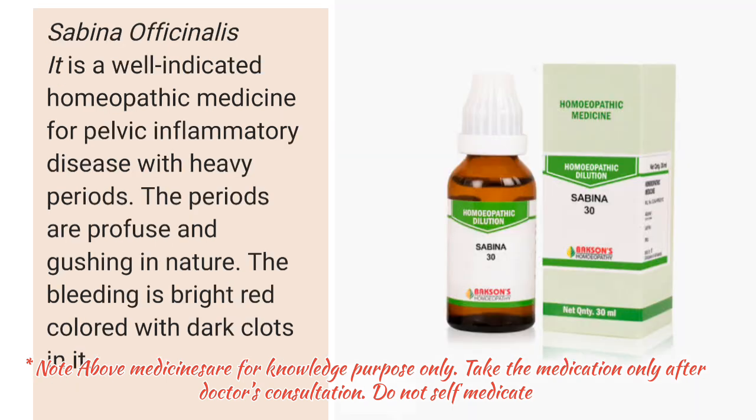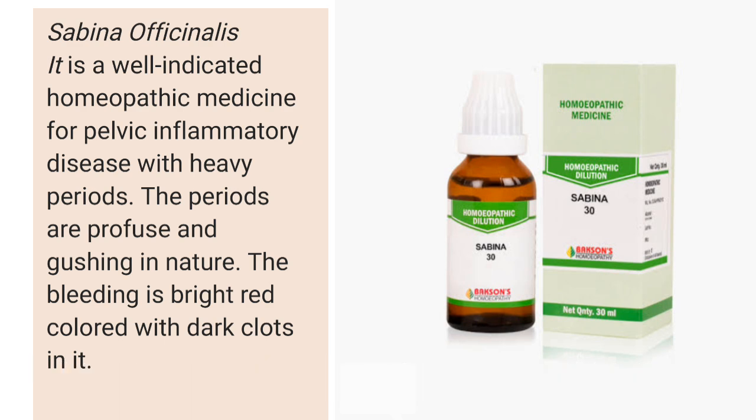Sabina is a well indicated homeopathic medicine for pelvic inflammatory disease with heavy periods. The periods are profuse and gushing in nature. Motion tends to worsen the blood flow. This remedy is also recommended for inflammation of the uterus and ovaries that may occur following childbirth or an abortion.